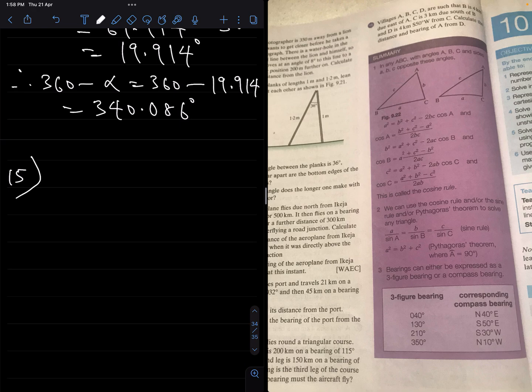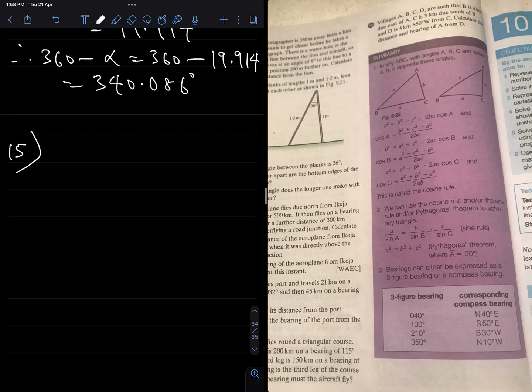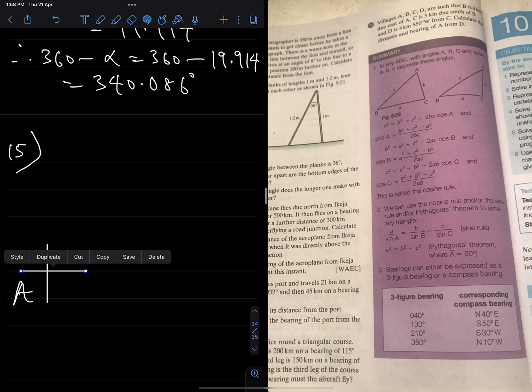That's a funny one. Villages A, B, C, and D are such that B is 4 kilometers due east of A. So if this is village A, village B will be 4 kilometers directly east of A.